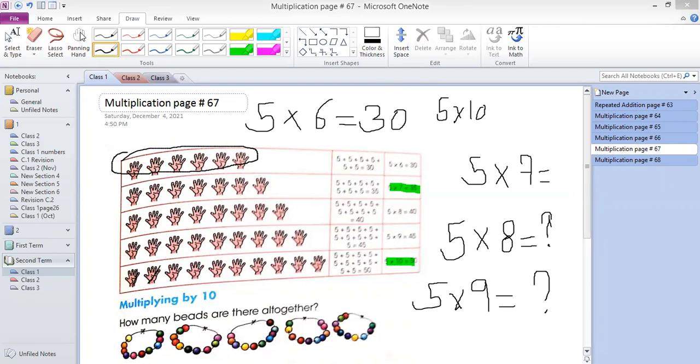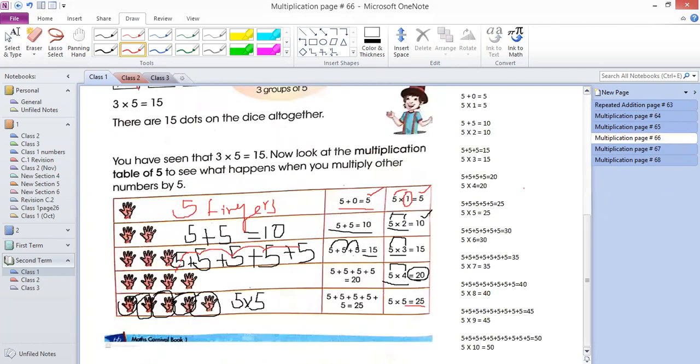Very good. So you can simply say that there are 5 fingers in every group and such 6 groups are there. So the total is 5 by 6. If you know the table, you can say 5 by 6 equals 30. But if you don't know the table, then you have to add 5 6 times. Okay. So let's add 5 6 times.